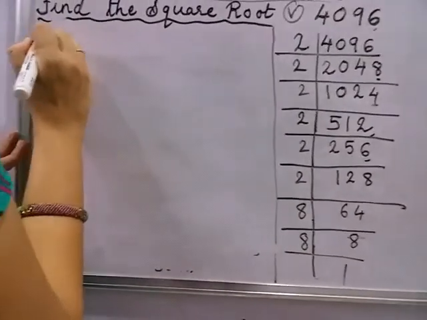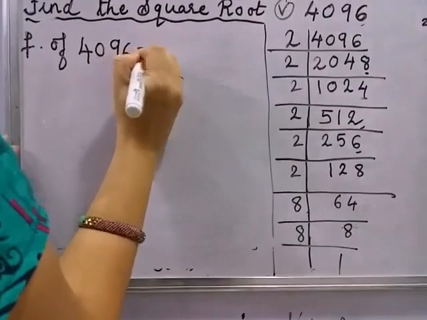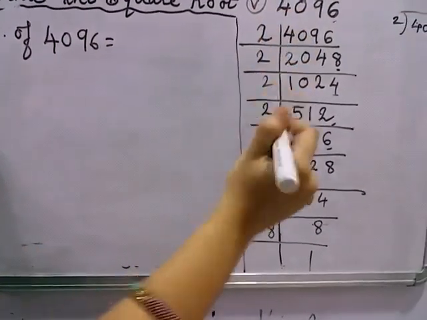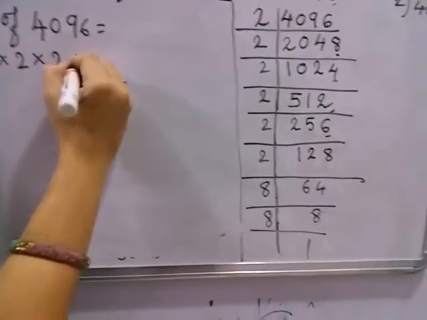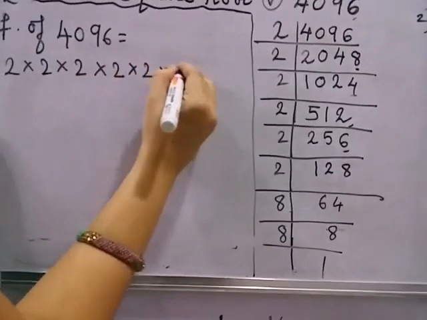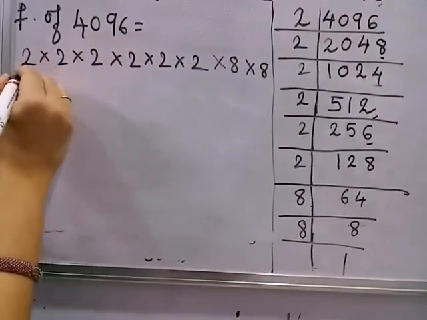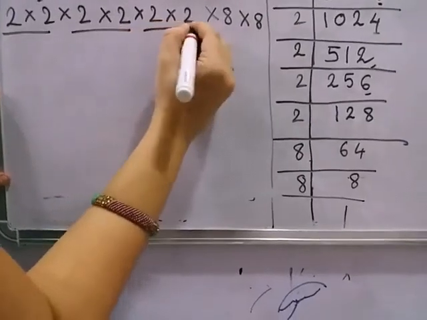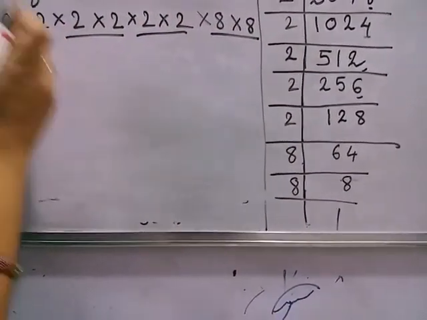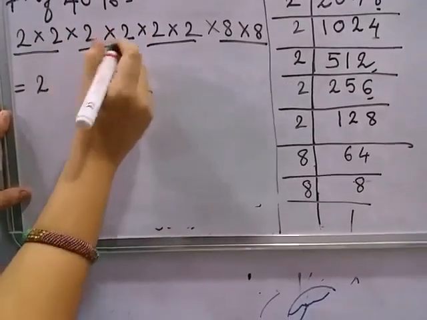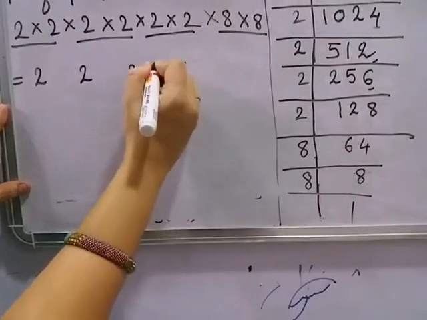So we'll write down the factors of 4096. So how many 2s are there? 1 2 3 4 5 6. Write down very carefully. 6 times 2 and then 2 times 8. Okay, now make a group of the same numbers. So here instead of 2 times 2 we are writing only once. Here again for 2 times we'll write only once. Here again once, and here 8 we will write down once.